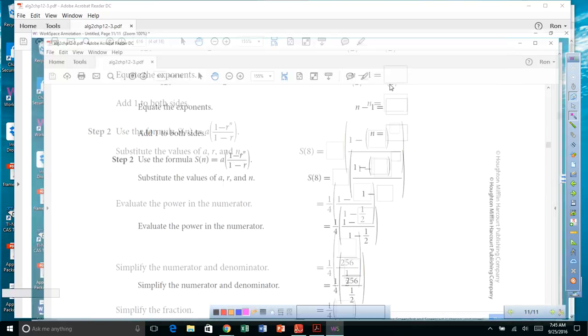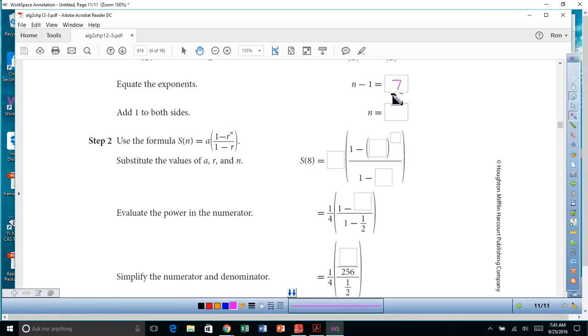And then let's see, we had n minus 1 is 7. Add 1 to both sides, so n equals 8. Use the formula S of n equals... I guess now we're going to solve. So what was A? What was the first term? 1/4. And then R was 1/2. And then we found n to be 8.